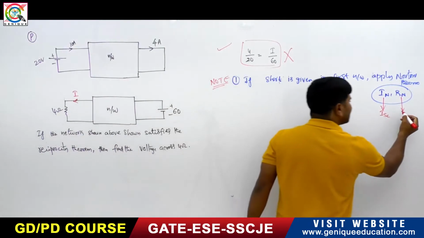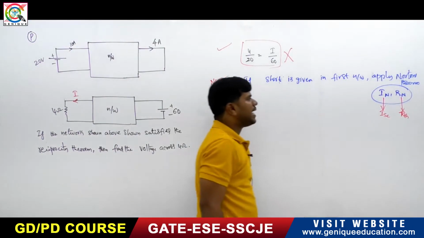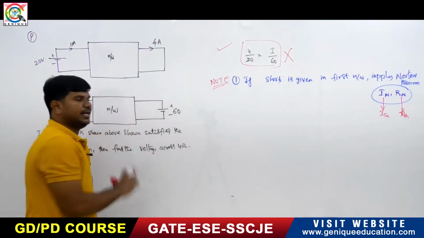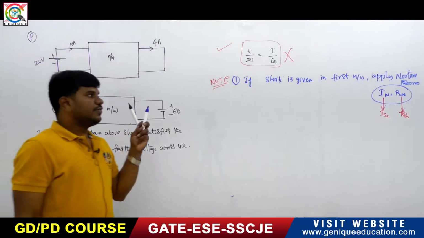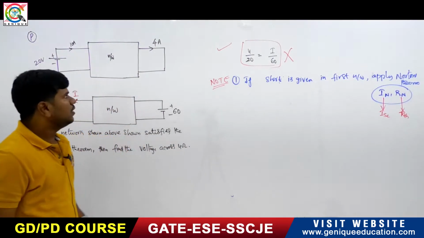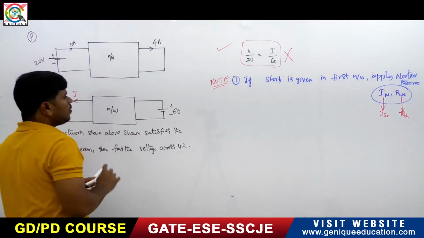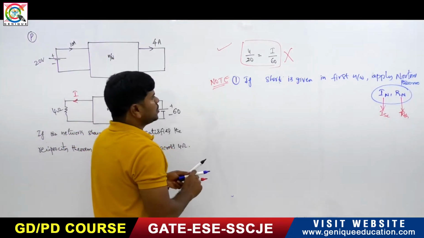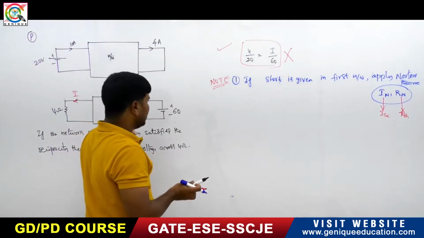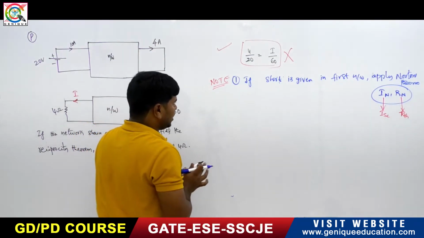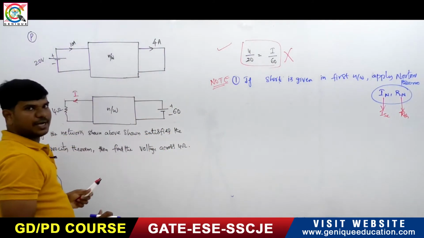Norton equivalent resistance is nothing but the Thevenin equivalent resistance only. So we have to find ISC and RN, the short circuit current and the Thevenin or Norton equivalent resistance. Now how can you find the short circuit current in this? See, a short circuit is already there. For this we have to find the short circuit current.